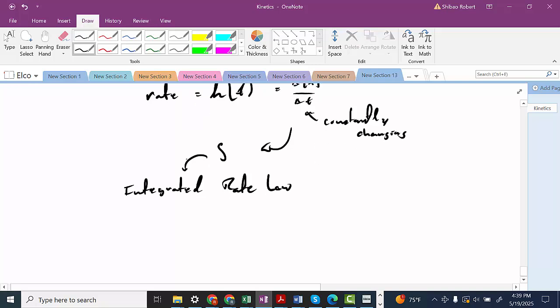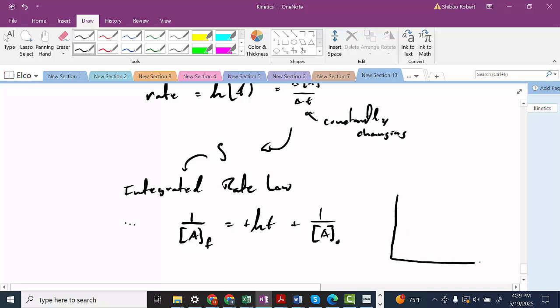Primarily we use just one form for the integrated rate law here. The integrated rate law is going to look like this after some rearrangement. It's going to be 1 over A at time t final is equal to plus kt plus 1 over A at time 0. A plot of this is going to yield something like this. It's again going to be linear. So if we plot 1 over A versus T, we get a linear plot.